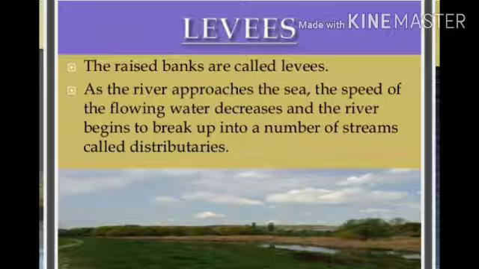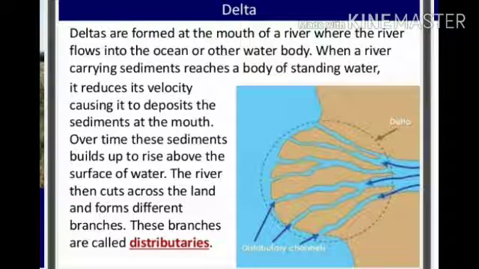As the river approaches the sea, the speed of flowing water decreases and the river begins to break up into a number of streams. They are called distributaries. So now let's move to the last feature of the river, the delta.